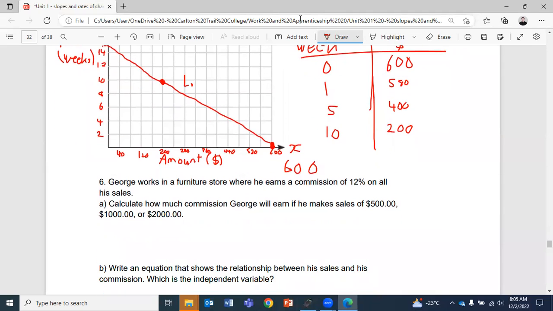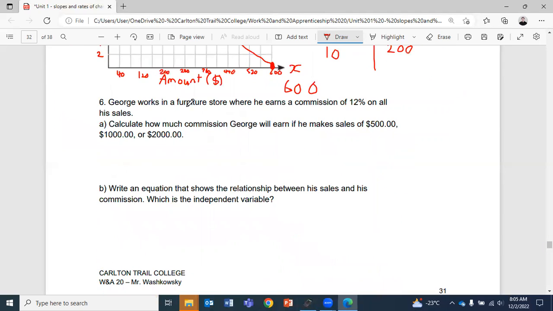So question 6. George works in a furniture store where he earns a commission of 12% on all of his sales. Calculate how much commission George will earn if he makes sales of $500, $1,000, $2,000. Okay, so commission, that's money on top, right? If I sell a $100 gift card, I get $12 in my pocket.